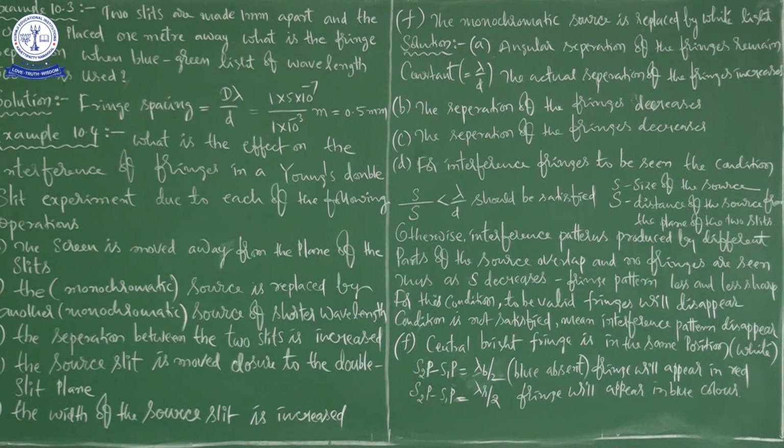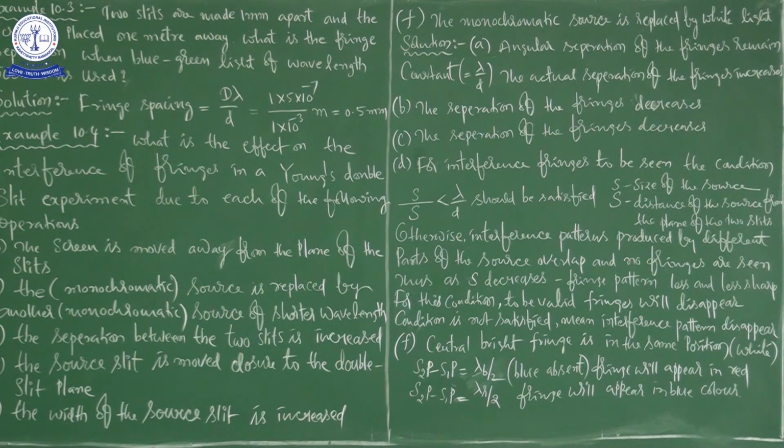So in this class we focused on what happens to the interference pattern if we replace a point source with a slit source. Next, we discussed one example problem, 10.3, where we calculated fringe spacing based on the given values. Next, we discussed the consequences in Young's double slit experiment if you do some operations.